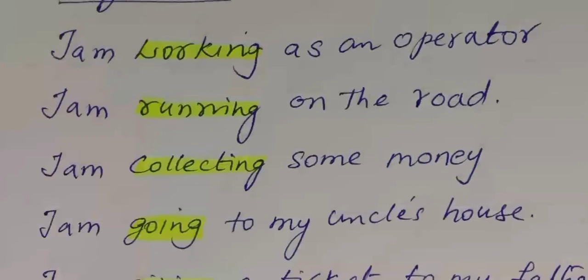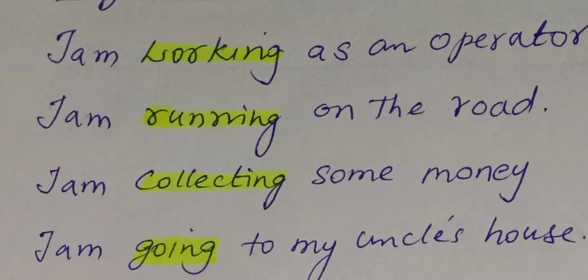Let's go to the second sentence. I am running on the road. मैं सड़क पर दौड़ रहा हूँ. In this sentence, running is the ing form. The verb form of running is run.